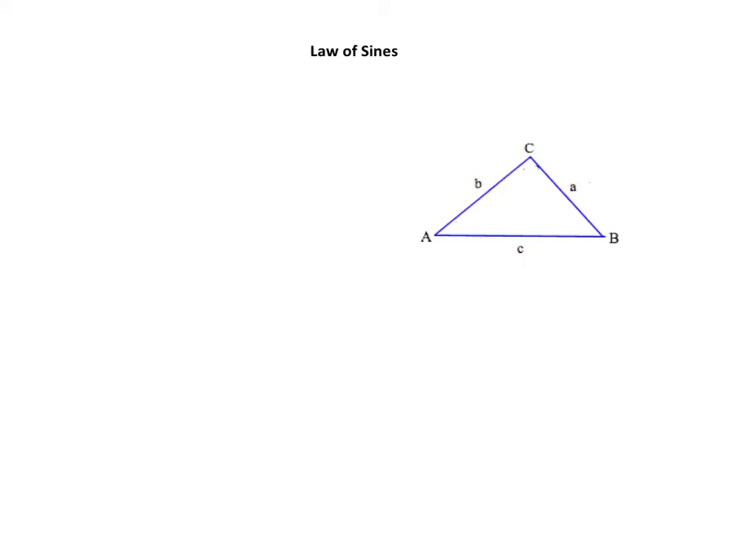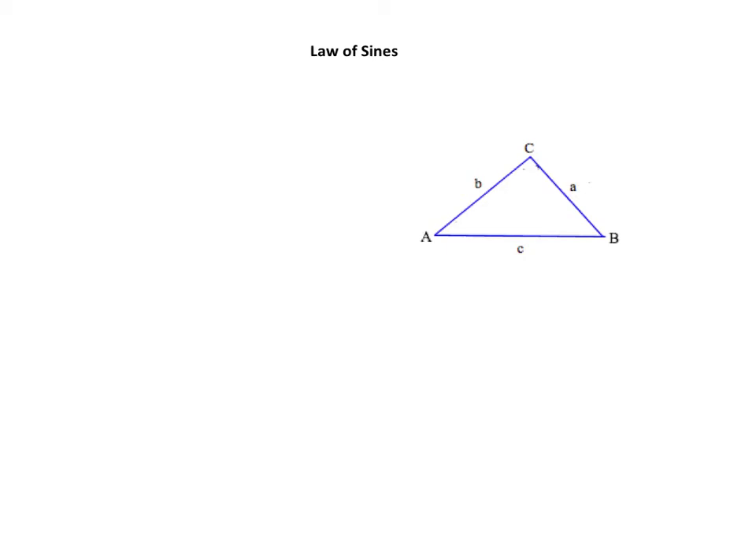Just to be consistent for this lesson, I'll make my triangles all look kind of the same. I'll write the angles as A, B, and C going in this direction, and then the sides opposite the angles are just lowercase letters. So what does the law of sines say?